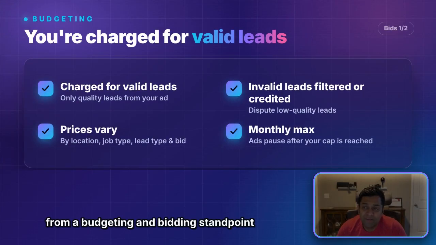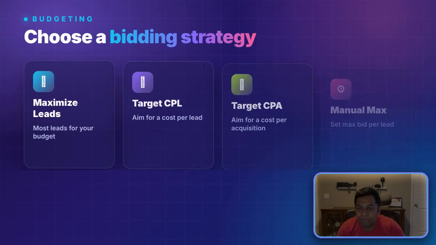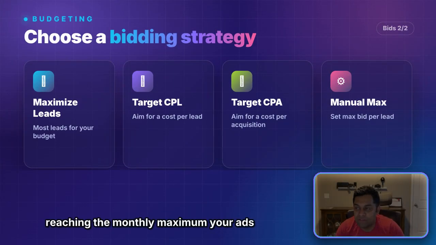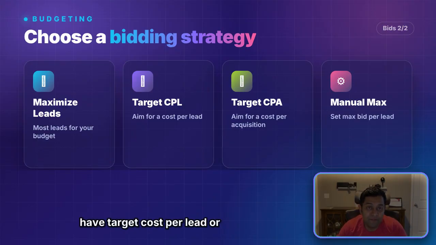From a budgeting and bidding standpoint, a valid lead is your first area. So you're charged for valid leads received through the ad. Invalid or low quality leads may be filtered or credited. Prices can vary based on location, job type, lead type, and bidding model. And then monthly max, like after reaching the monthly maximum, your ads generally stop. You can use maximize leads as your bidding strategy, or you can have target cost per lead or target cost per acquisition, or you can also have a max per lead, which is a manual bid ceiling.